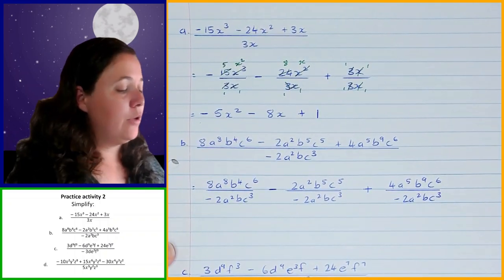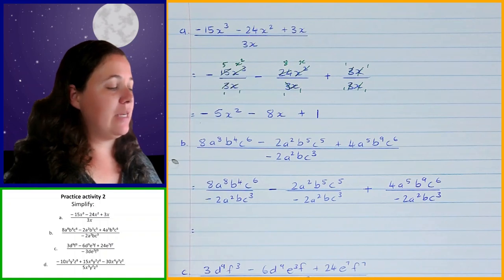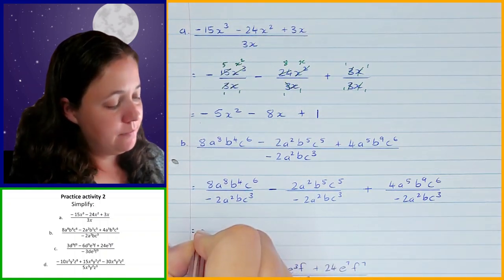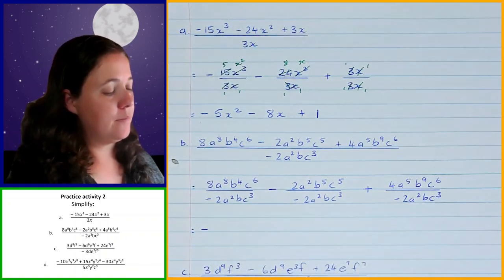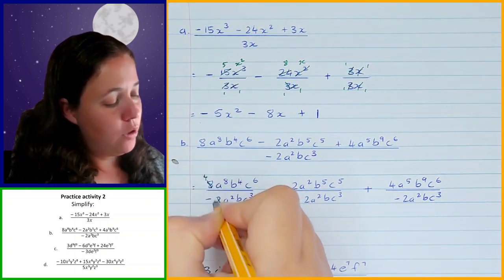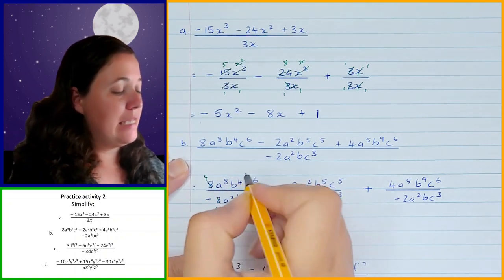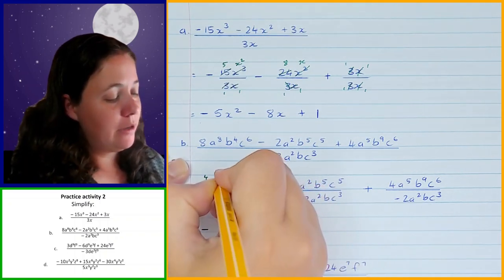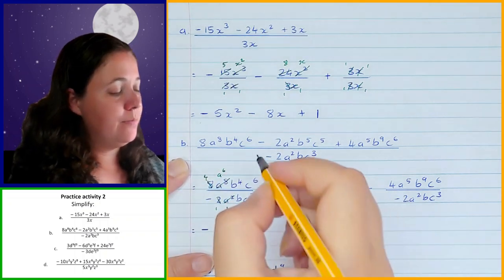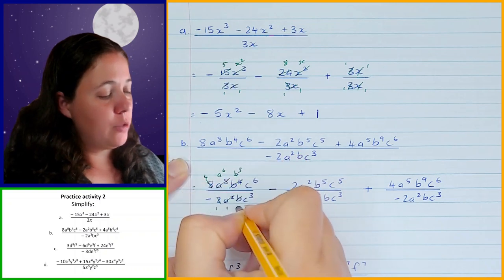Okay, so now we're going to go and simplify each of those fractions. So the first one, I've got a positive divided by a negative. That gives me negative. 8 and 2 simplify to give me 4 and 1. A to the power of 8 and a squared give me a to the power of 6 at the top and 1 at the bottom. B to the power of 4 and b give me b cubed at the top and 1 at the bottom.